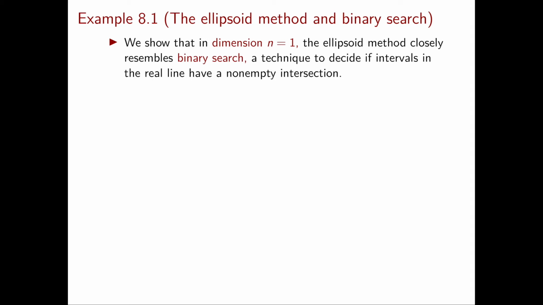What I want to do now is to visualize the ellipsoid method in dimension 1. The reason is that I want to highlight how the ellipsoid method in dimension 1 closely resembles binary search, which is a basic technique to decide if intervals in the real line have a non-empty intersection or not.